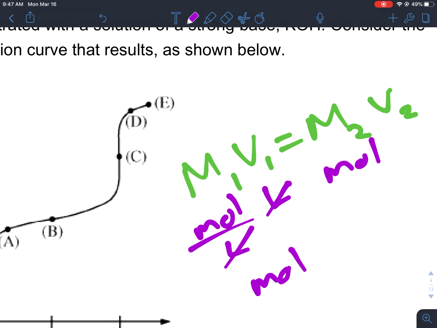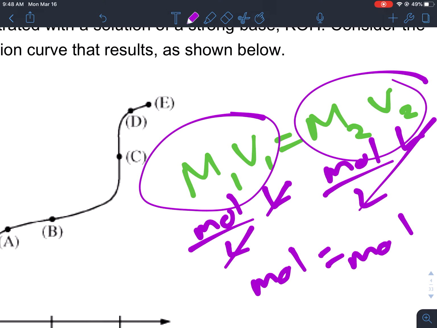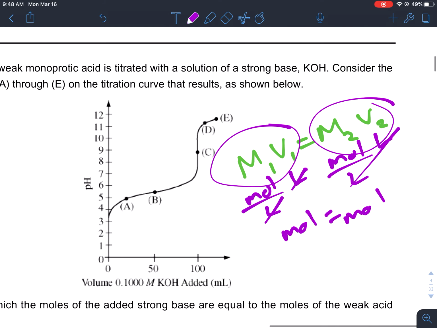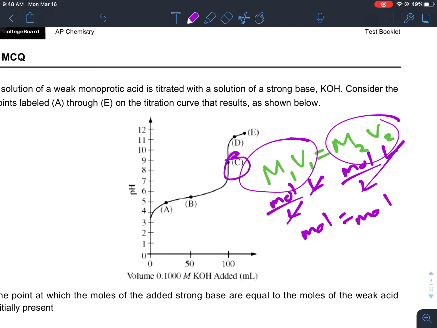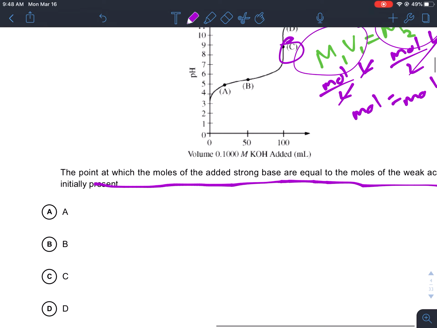Molarity is moles over liter. Volume is in liters, so that cancels out, and then you get moles. M1V1 is a way to find your moles. M2V2 is a way to find your moles. When you multiply concentration by volume, you get rid of the liters. Anyways, that is known as C, at which point the moles of the added strong base are equal to the moles of the weak acid. When the moles are equal, that is called your equivalence point, C.